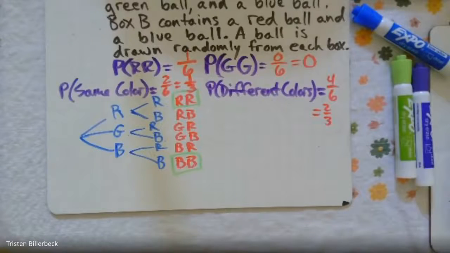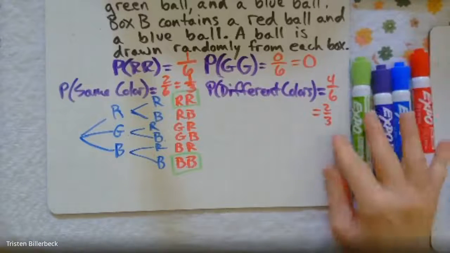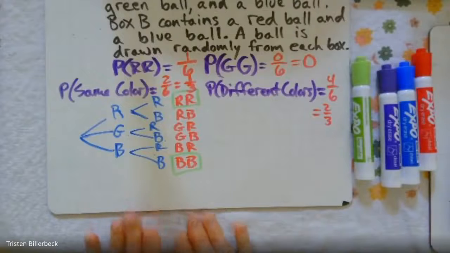All right, so tree diagrams are a very helpful way of organizing data. And then you're not restricted to just being able to look at 2 events. You can look at 2 or more events happening together.